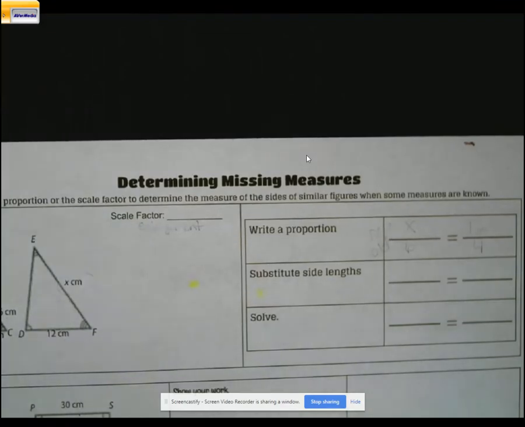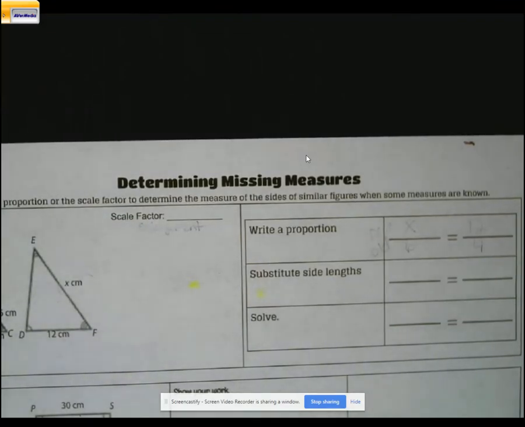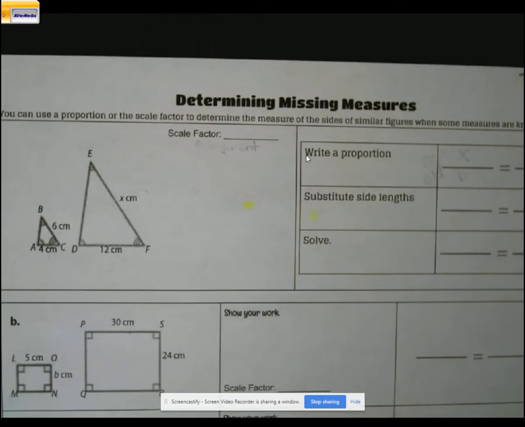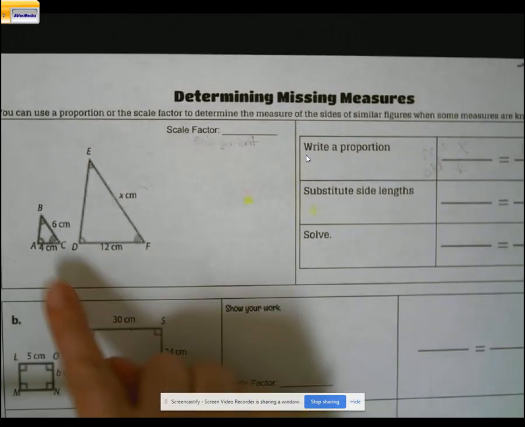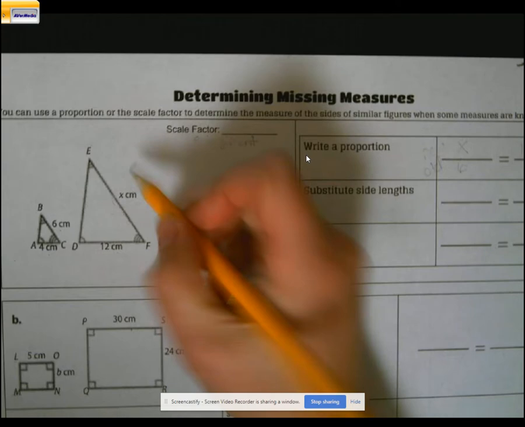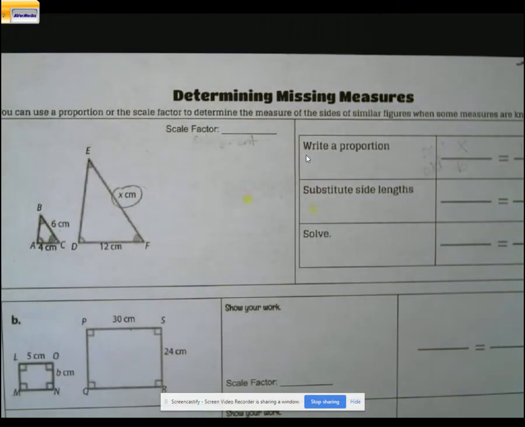Determining missing measures. So really a lot of what we're going to be doing in this notes section is setting up proportions just like we did in chapter 2. All right, so let's take a look at what we have here. I've got two different triangles. They are similar. I'm looking to see this missing side here. I don't know what the measurement for that side length is. So that's what I'm going to try to figure out.